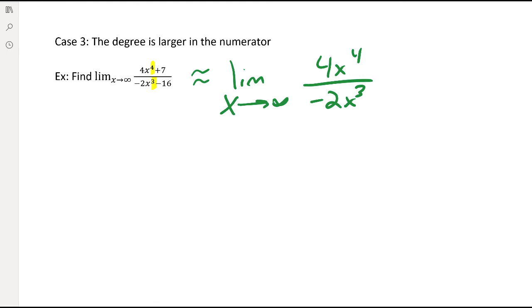And now, as we did before, let's go ahead and simplify that. So a 4x to the fourth divided by a negative 2x cubed. Make sure you're careful here. You should get a negative 2x. Right? 4x to the fourth divided by negative 2x to the third leaves me with a negative 2x to the first. And as we plug in infinity, we're going to notice that this thing is just going to keep on getting larger and larger and larger. So when the degree is larger in the numerator, it turns out that the limit does not exist.